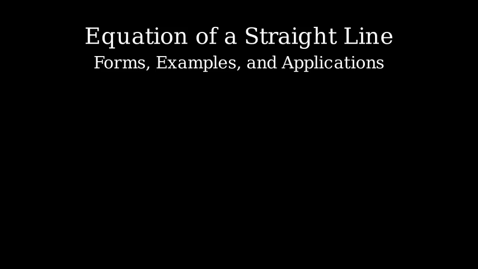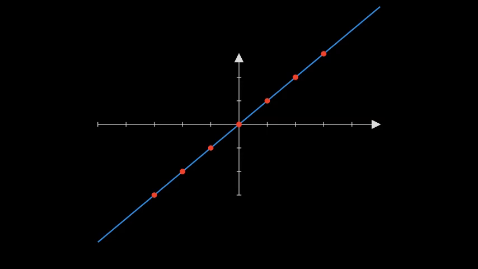Let's start by understanding what a straight line actually is. A line is a set of points extending infinitely in both directions, with no curves or bends. On a coordinate system, we can represent lines using equations that specify exactly which points belong to the line.